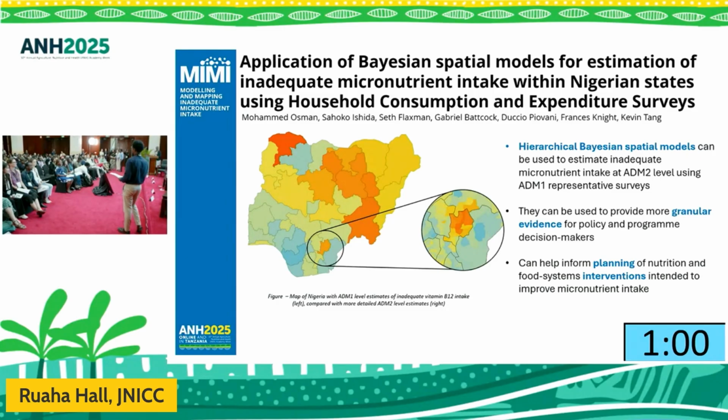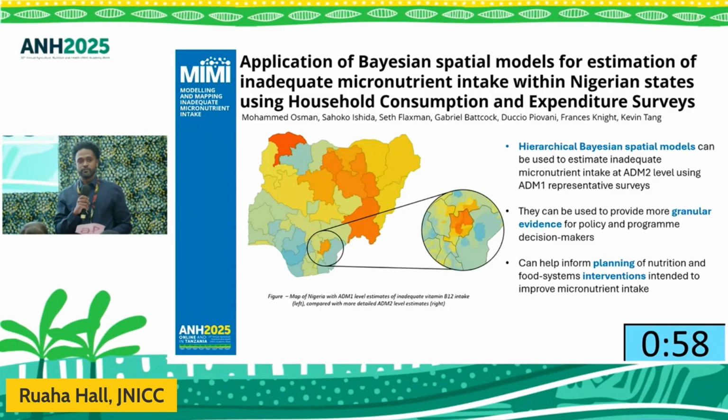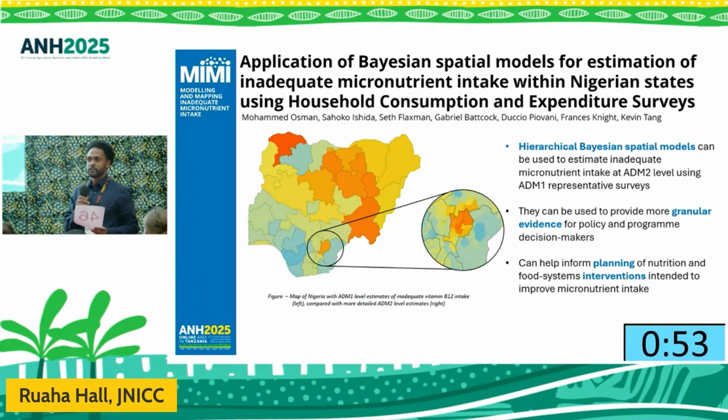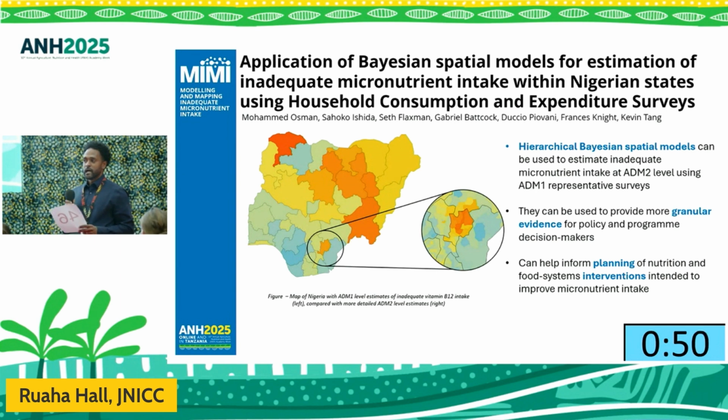National household level surveys that are used to generate indicators on dietary and nutritional outcomes are often only representative to the first geographical administrative level. However, policy and program decision makers are often interested in having insights for smaller geographical areas. But this is usually not possible using conventional methods of analysis due to limitations in the survey design. To address this, we've applied hierarchical Bayesian spatial models that leverage the underlying spatial structure of the data to provide improved estimates at the second administrative level. We did this in a case study that used data from Nigeria to estimate the inadequate intake of micronutrients.